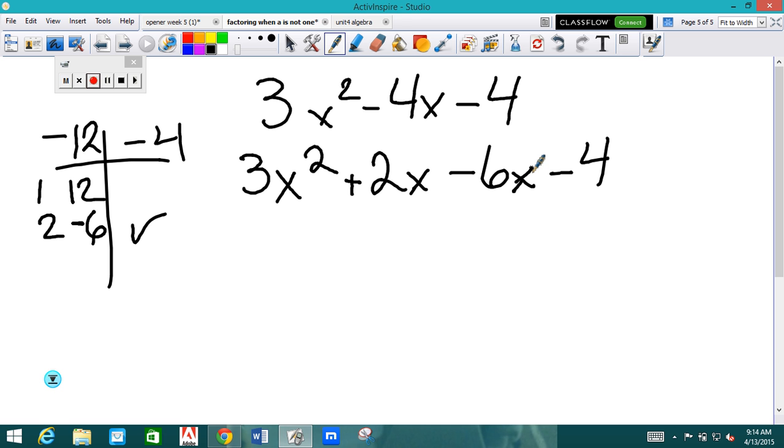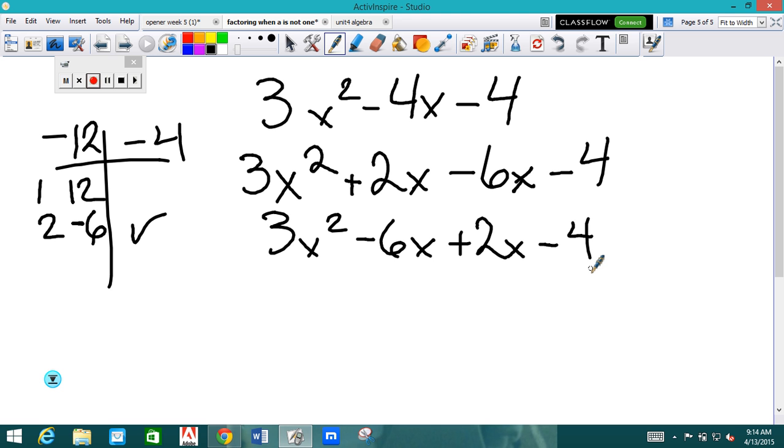I would do that for 2 reasons. So if I rewrote it like this, I would pair up the 3 and the 6 because I can pull a larger number from 3 and 6 than I could from 6 and 4. 6 and 4 I could only pull out a 2. 3 and 6 I could pull out a 3. So I would rewrite it again right away and say 3x squared minus 6x plus 2x minus 4. Okay? Did you have a negative backwards? I think your negatives are backwards.